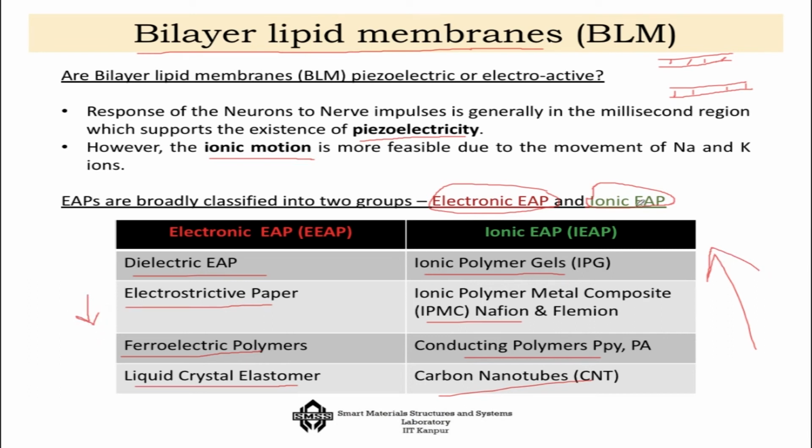Because this nerve impulse is happening in the millisecond region, that kind of tells us that it could be because of these things. So this I need to change. Ionic EAPs are slower, okay, and the electronic EAPs are faster. Because of this millisecond region, this actually tells us that maybe this phenomenon is because of the electronic EAPs, which are actually faster in nature.